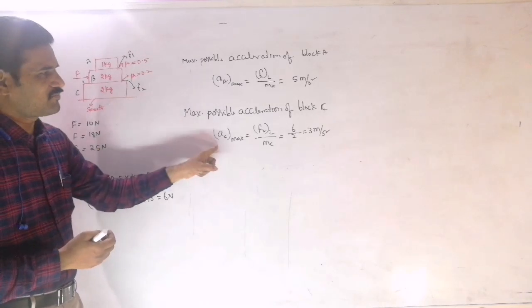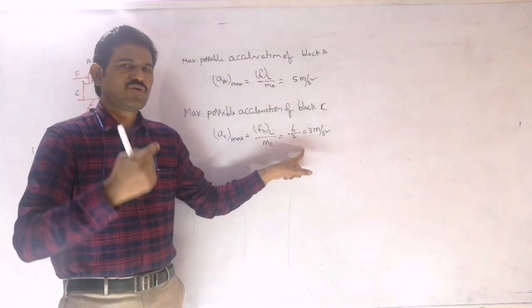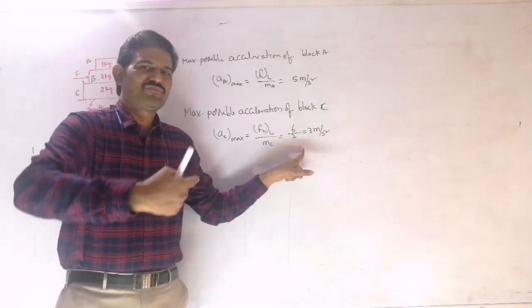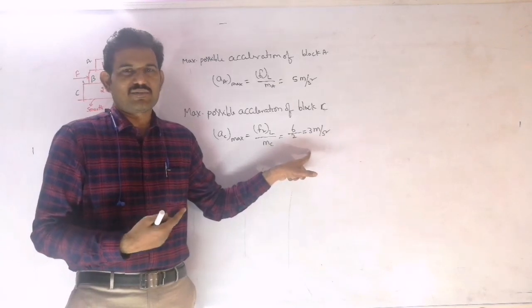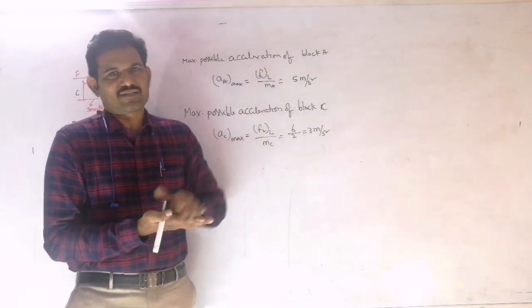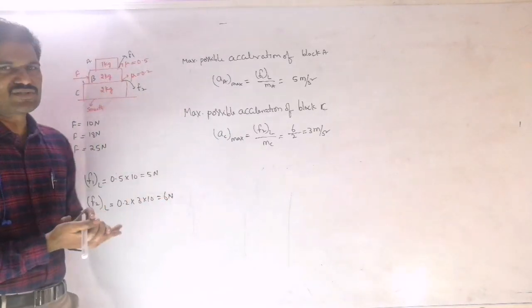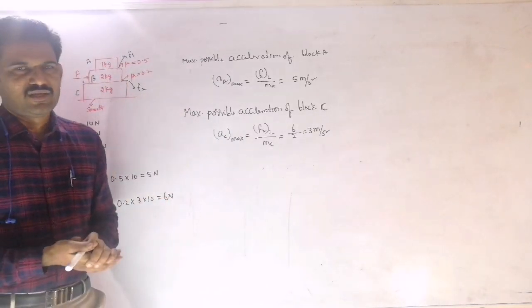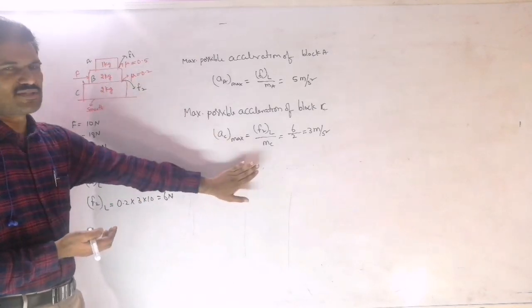That means C has the least acceleration when compared to these two. So this should be the maximum acceleration of the system, because if the acceleration is more than this 3 meter per second square, then A cannot get that acceleration. Then there will be slipping between block B and block C. Is it clear? So now the maximum possible common acceleration of the system is nothing but 3.